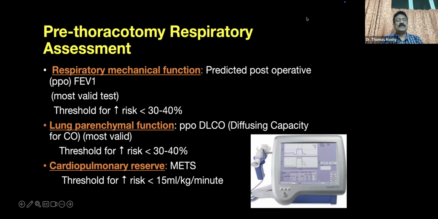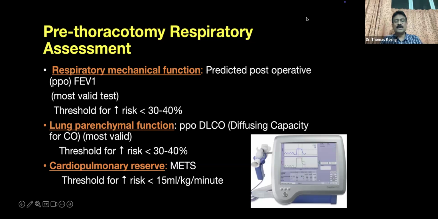Regarding lung parenchymal function, the most valid test is the predicted postoperative diffusing capacity of CO. Again, the threshold is 30 to 40%. I'll go a little more into detail regarding cardiopulmonary reserve. How do you assess the cardiopulmonary reserve in a patient? That is called metabolic equivalent, short form METs. The threshold for increased risk is if the patient's oxygen consumption is less than 15 ml per kg per minute, which is roughly 4 to 5 METs.